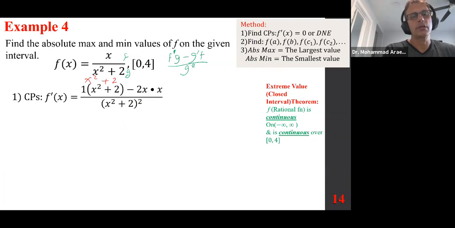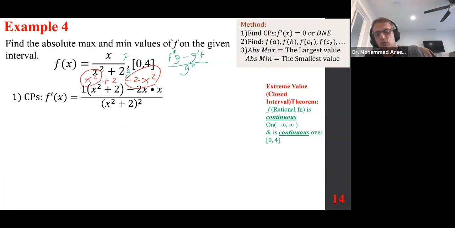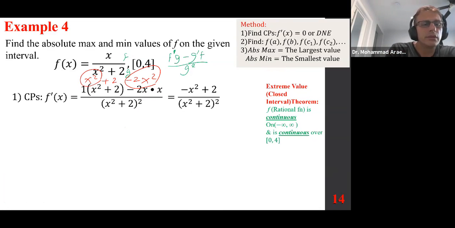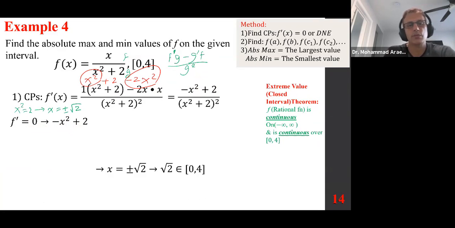So we simplify the numerator by combining them as follows. X squared plus 2 minus 2x squared. And we can combine these two and we get minus x squared plus 2. Okay. Now, f prime equals 0. A fractional expression is 0 when the numerator is 0. So f prime equals 0. Minus x squared plus 2 is 0, which means x squared is 2, and x is plus minus square root of 2.